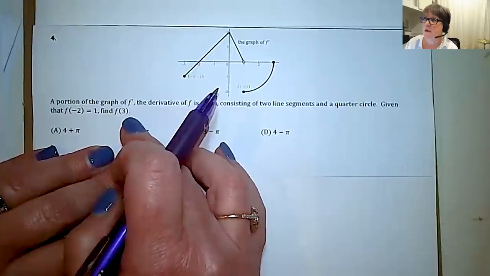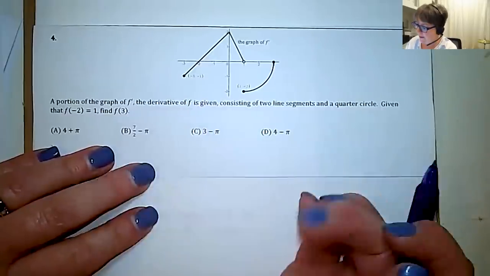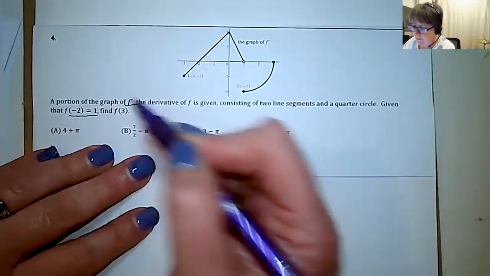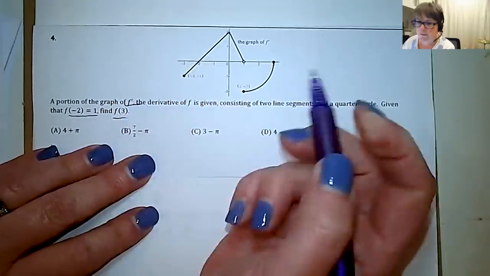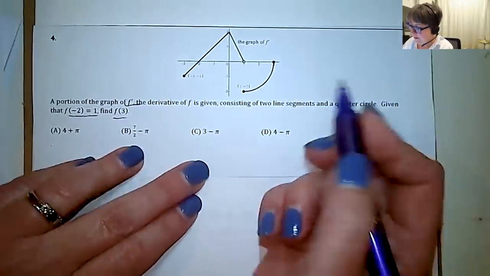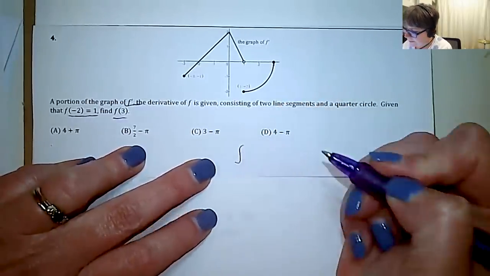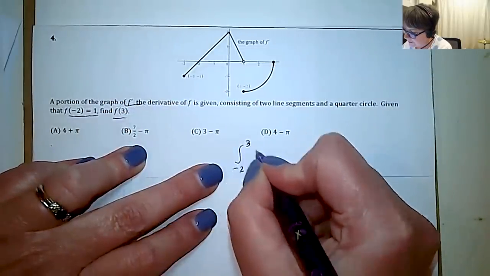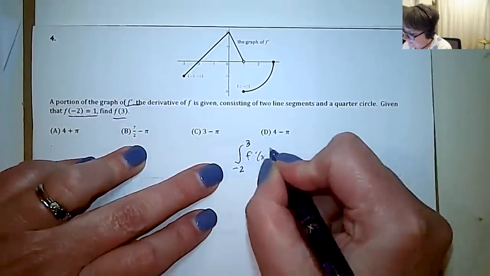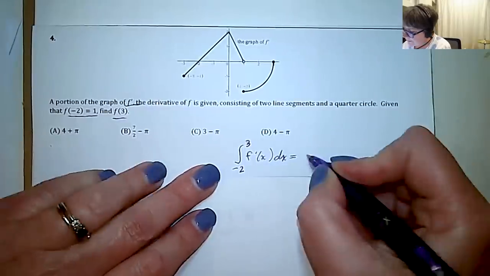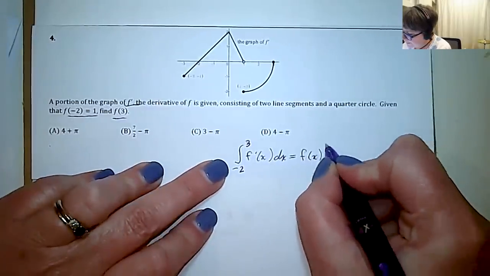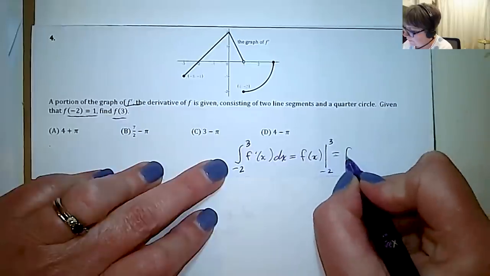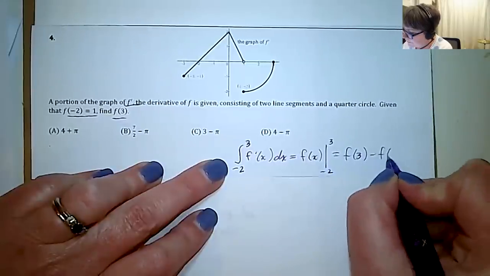This really reminds me of our warm-up from, I think it was yesterday, where we have the derivative. I think yesterday we had h prime, and then we have one value, and then we're looking for the other value. So I like to set up an integral here. My x values are negative 2 and 3, so I want to think about the integral from negative 2 to 3 of f prime of x dx. And I know from the fundamental theorem, this is going to equal f of x evaluated from x equals negative 2 to x equals 3, or I could write f of 3 minus f of negative 2.